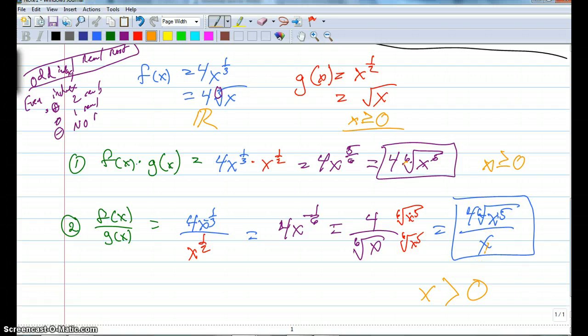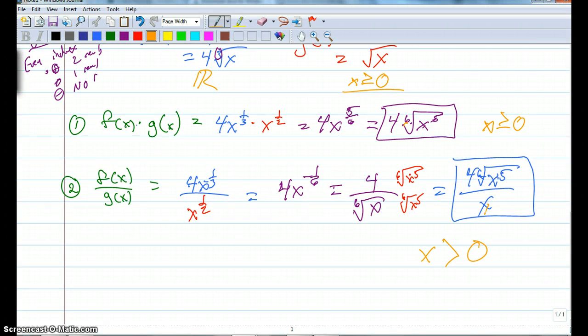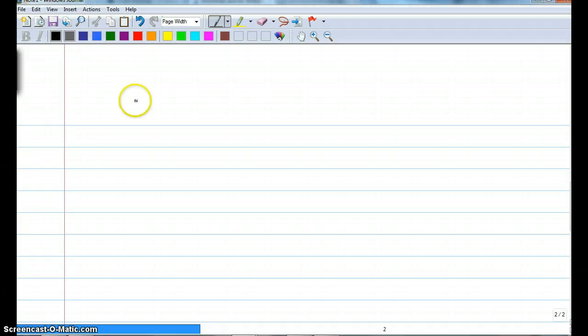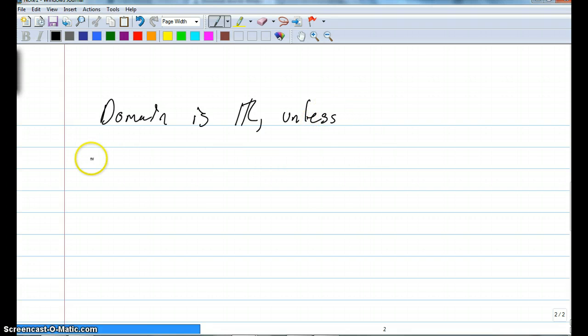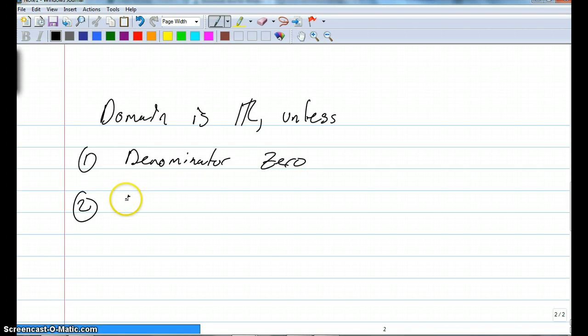So here are the 2 big things that we need to be down with today. It's going to affect our domain. The domain is usually all real numbers, unless, and there are 2 scenarios: 1, what makes the denominator 0? And 2, if we have an even index on a radical, we have to consider that.